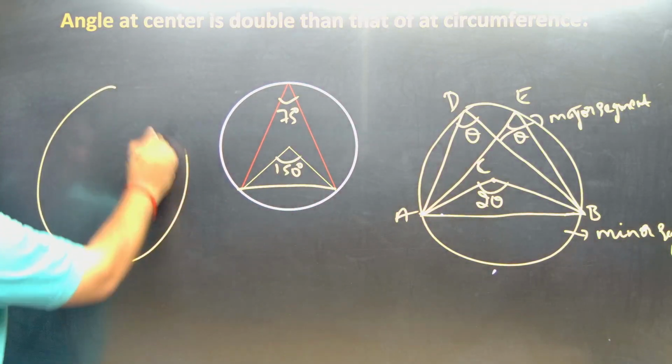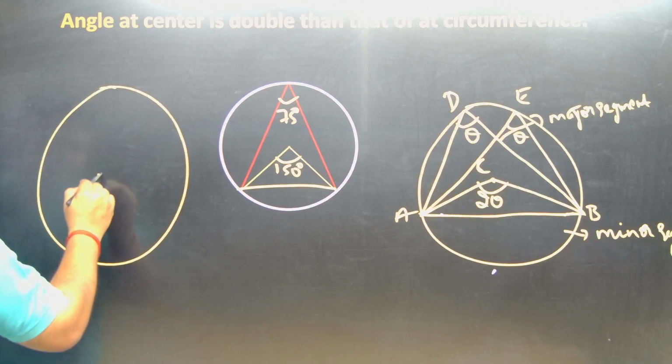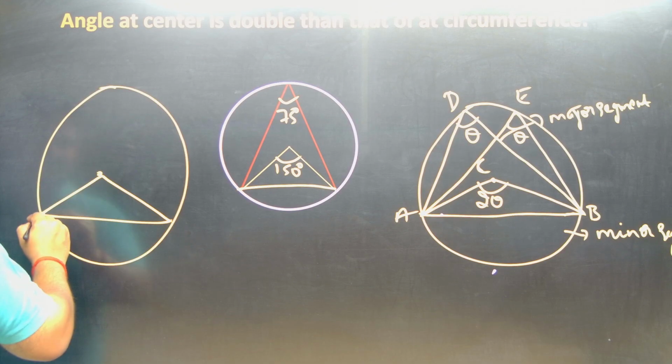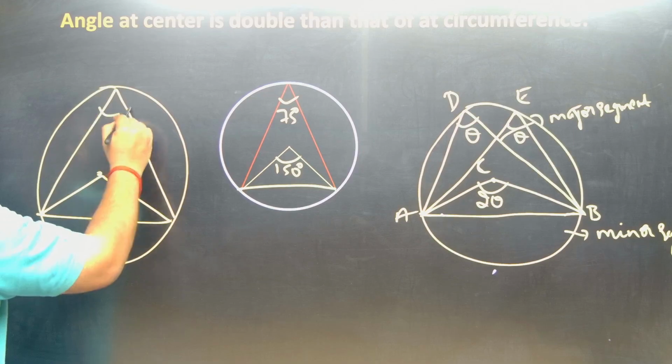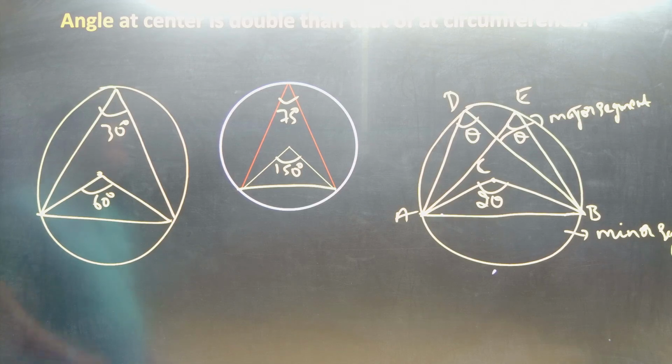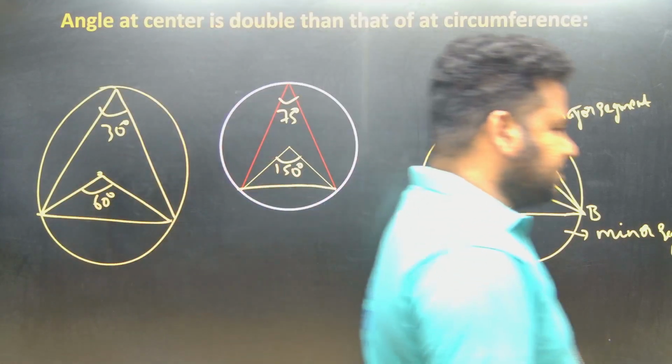Now if I say, this is the center, this is the chord, and this is making an angle here. If I say there is an angle here, this angle is 30 degree, and how much will this angle be? This angle will be double of this. This will be 60 degree. Very important to know these properties of the circle. This is what the statement means, friend. Clear? This is what the statement is saying.